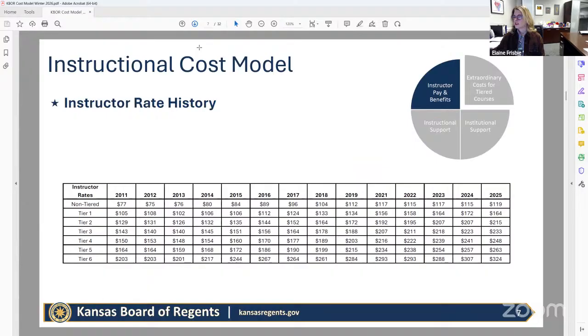Now for the 2025 academic year, the non-tiered rate for faculty is $119. That is per credit hour. So for a 3-hour course, it would be multiplied by 3, a 4-hour course multiplied by 4. And then we have those rates tiered across 6 different tiers as well.